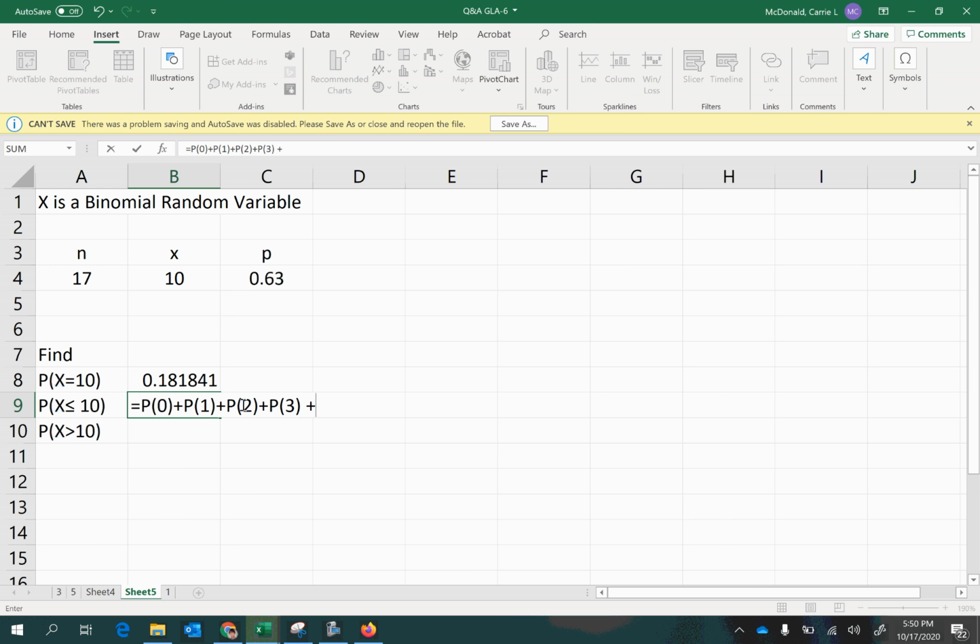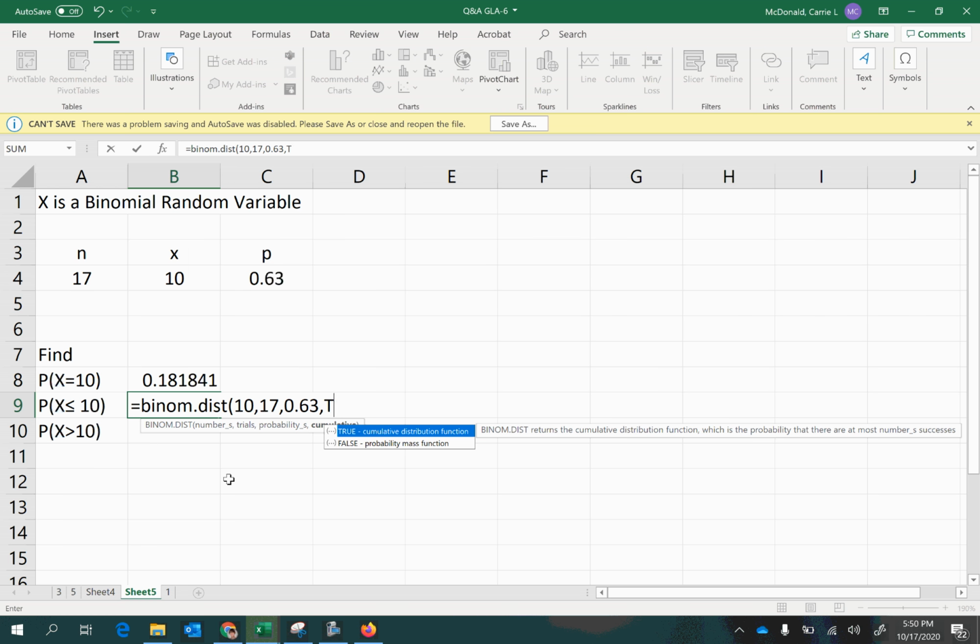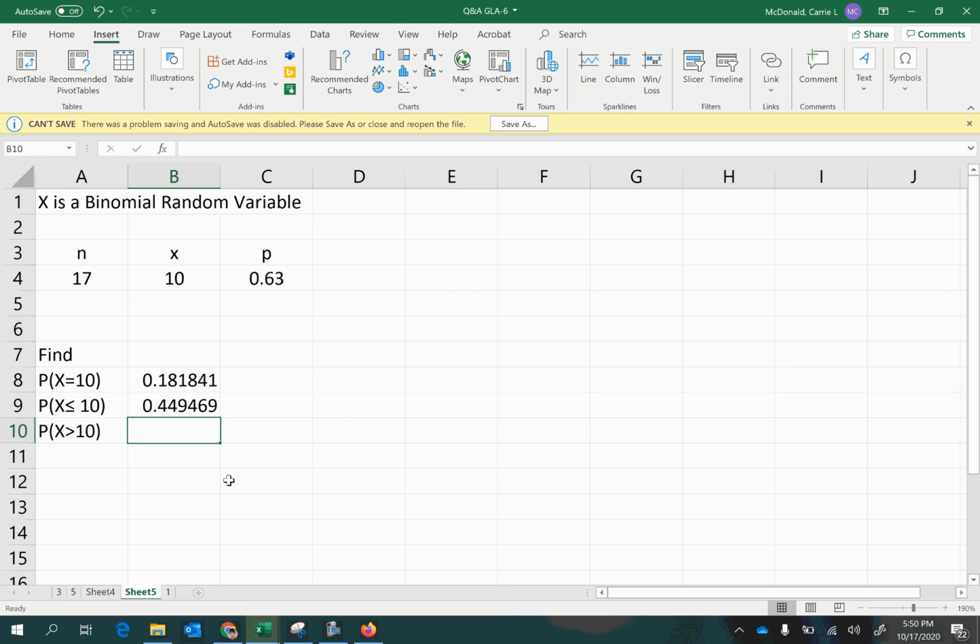But instead of doing that, we have the option to say true when we're asked if we want our binomial distribution probability to be cumulative. So we're going to enter everything the same as we did for this answer, but just instead of saying false for cumulative, we will say true. So the number of successes is still 10. The number of trials is still 17. The probability of success is still 0.63, but now we say true for cumulative. We want it to go ahead and add those probabilities all up for us.